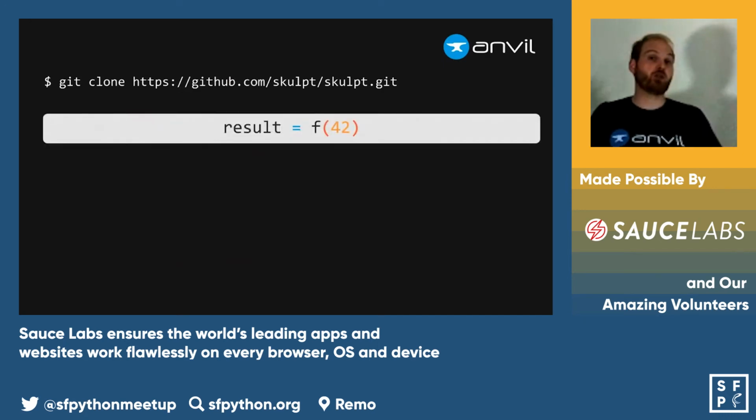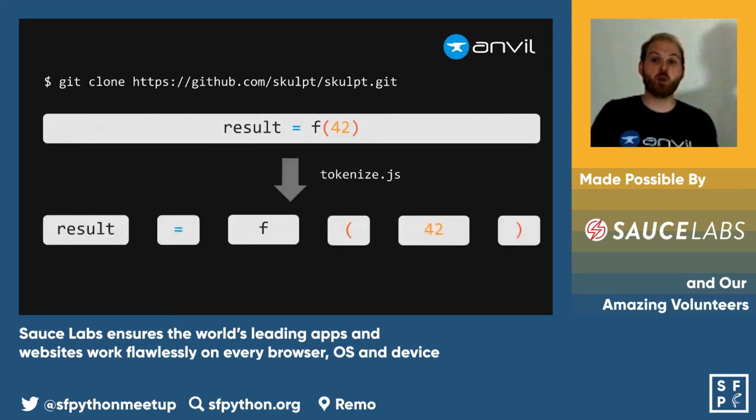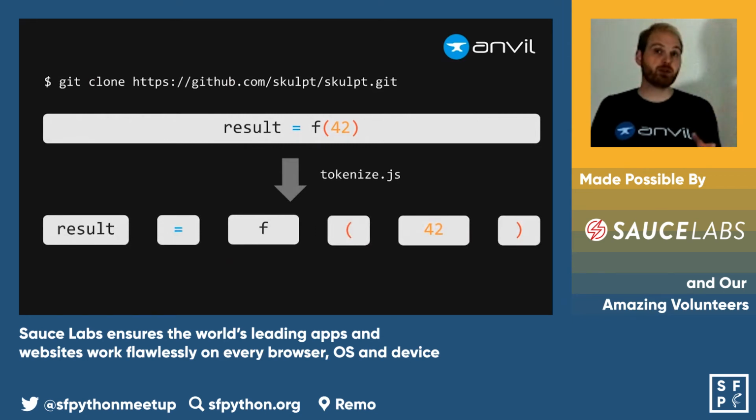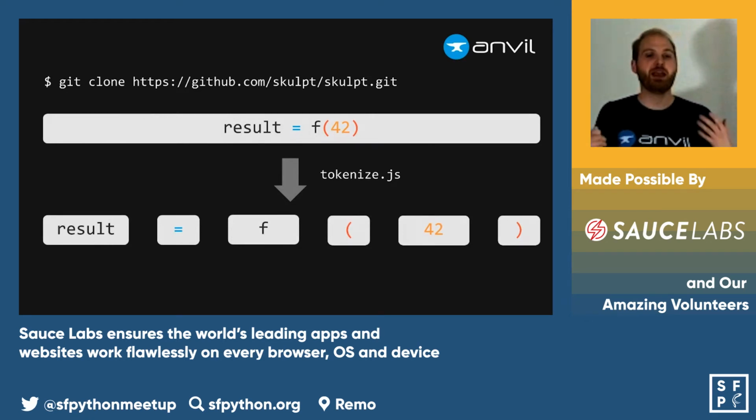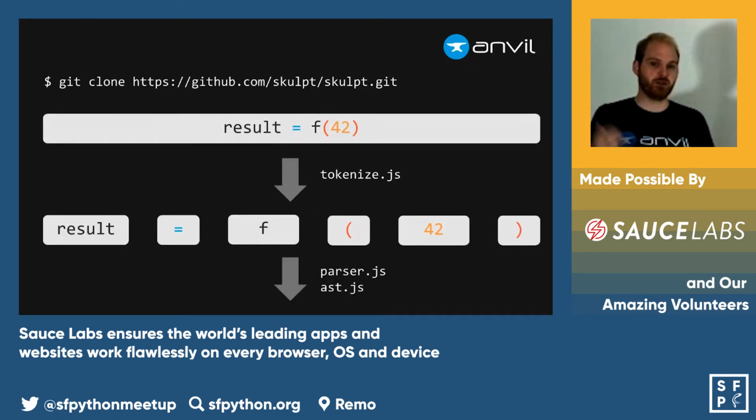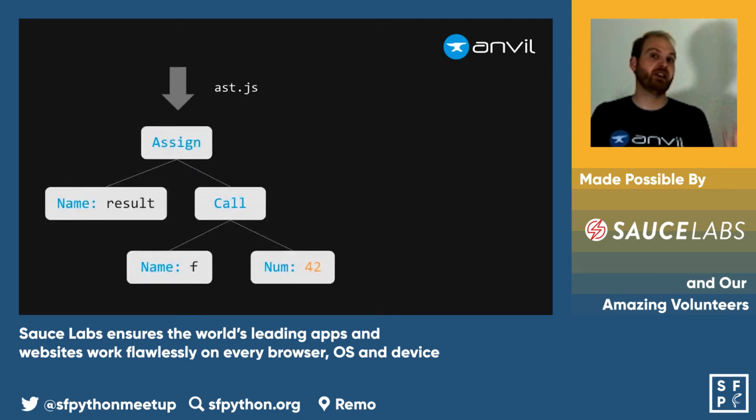You feed it a string that contains some Python source code. The first thing it does is it will tokenize that string. So it will split that up into substrings that are relevant to Python. So here you can see these are useful chunkings for Python. By the way, all these JavaScript file names are the file names in the Sculpt source tree if anyone's following along at home. So you've tokenized this thing, and then you will feed those tokens to a parser, which will generate something called an abstract syntax tree.